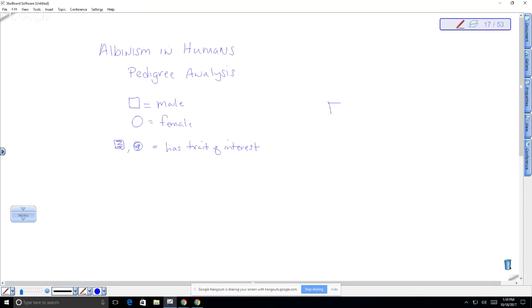So I can draw a pedigree, and the first generation connected to the second generation, and then the third generation. Okay. So the way that I write the generations is with a Roman numeral. So this is my first generation, this is my second generation, and this is my third generation. And then I number the individuals. So I go 1, 2, 1, 2, 3, 4.